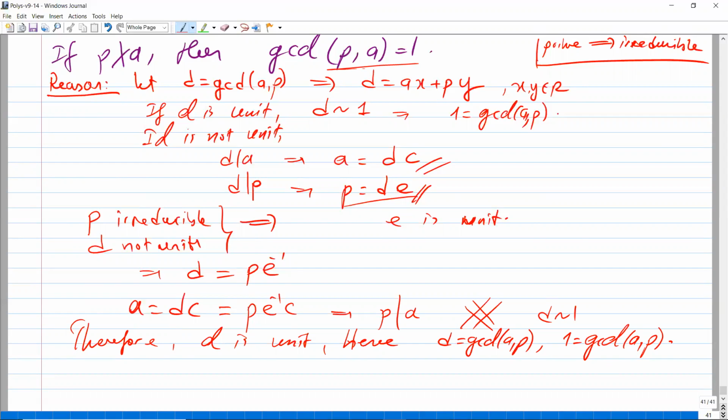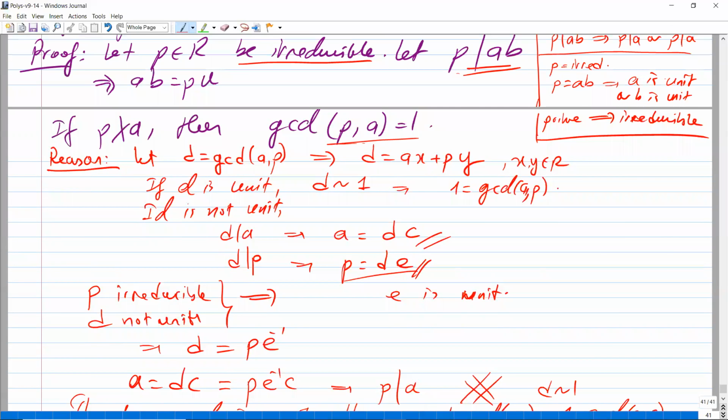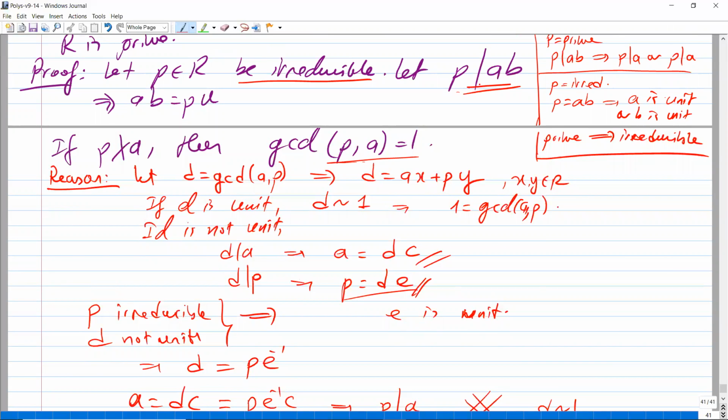And now, therefore, we may write 1 as A times X plus P times Y. So remember, we will show that P either divides A or P does not divide A, so that we will show that P divides B. Remember here, we assume that P divides A times B, and we assume that P does not divide A. Then we need to show that P divides B. So if P does not divide A, then it must divide B.